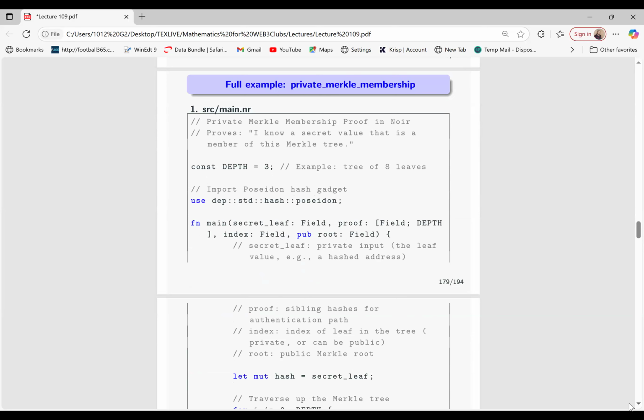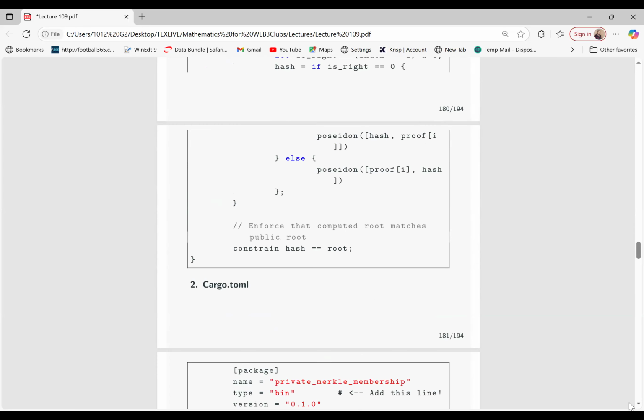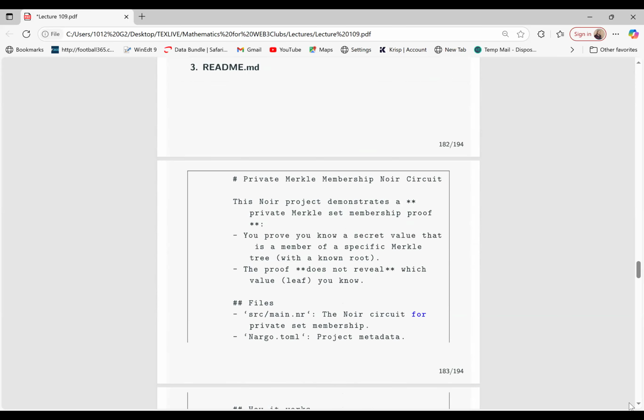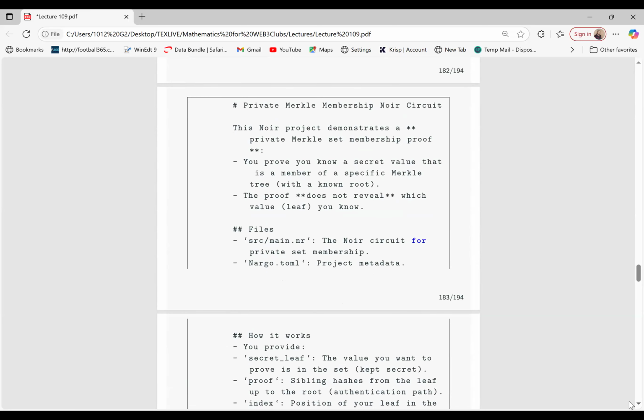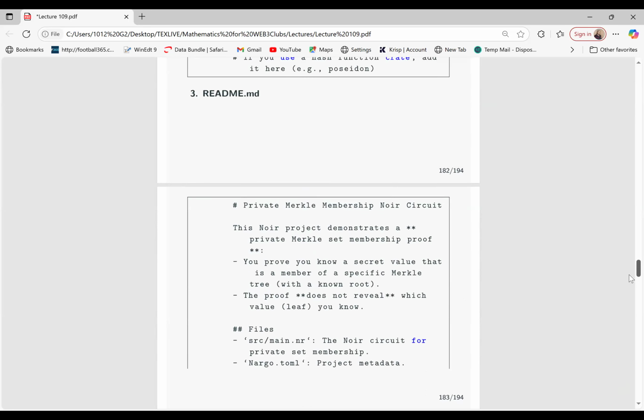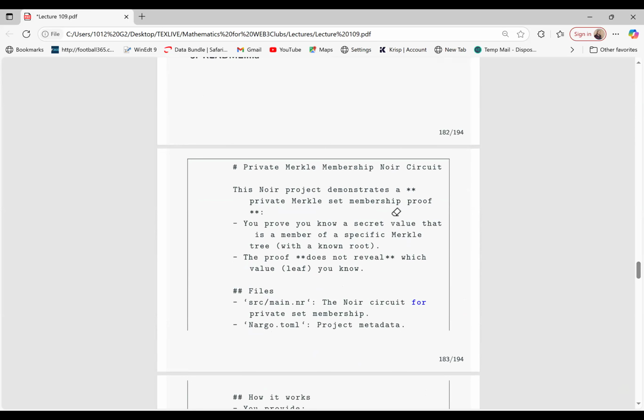So I was just trying to give a full example of a Merkle tree proof that proves membership. And I'll be showing the code for that, so it's therefore needless to show this. Maybe it's important to look through this README that I had written for the private Merkle membership in our circuits.